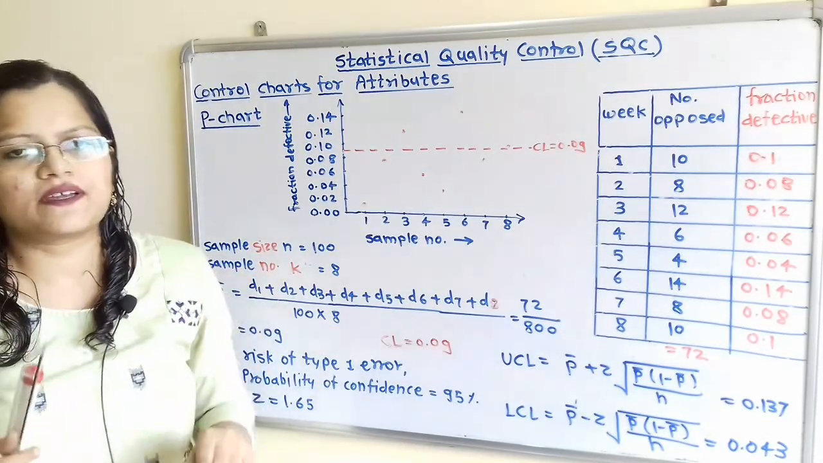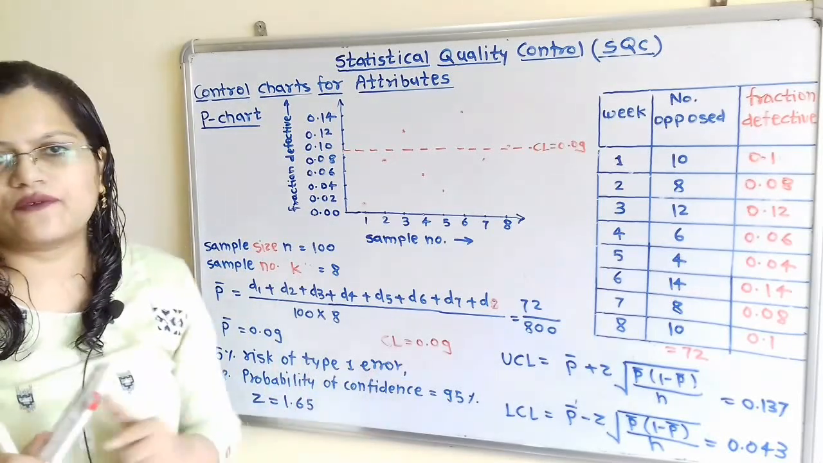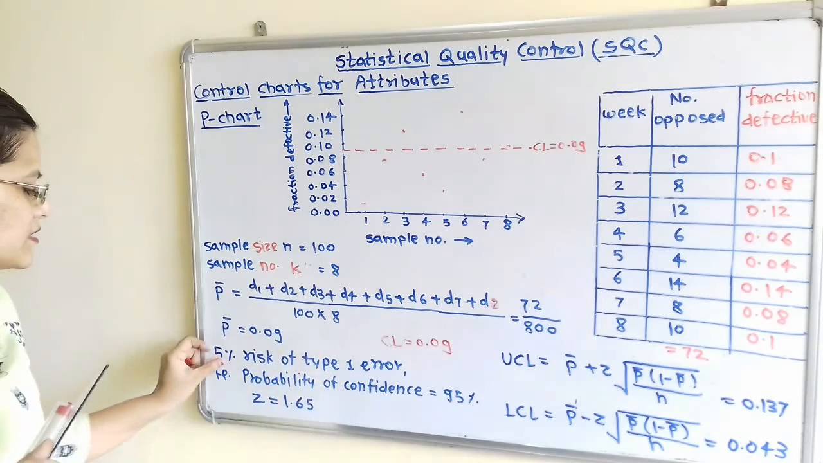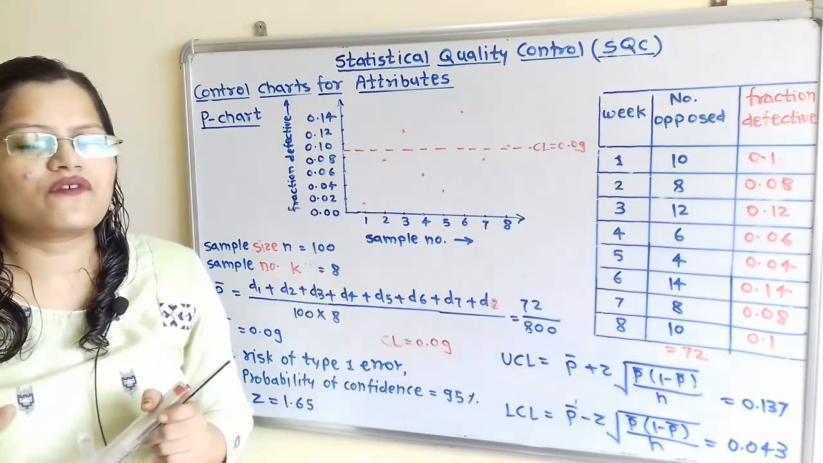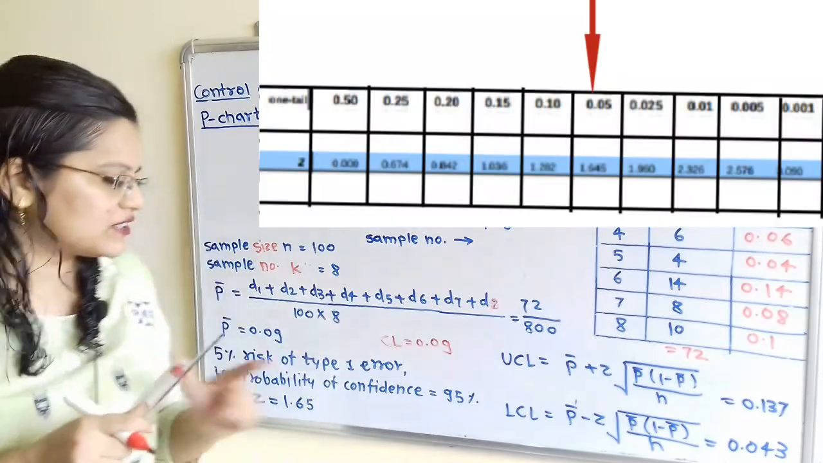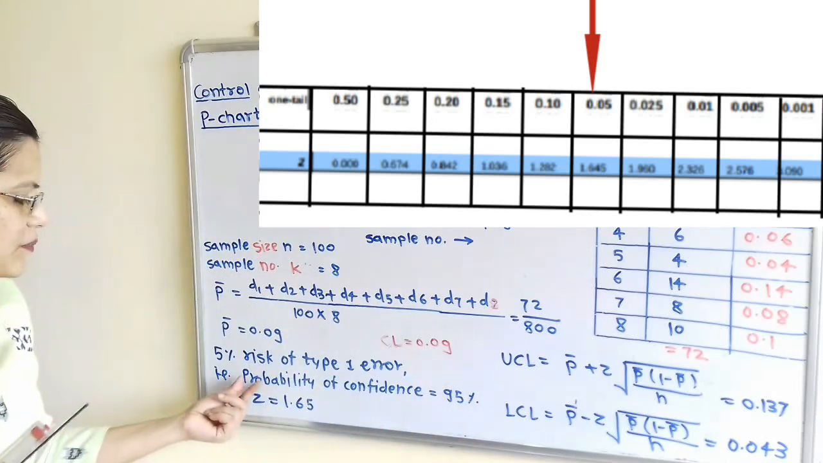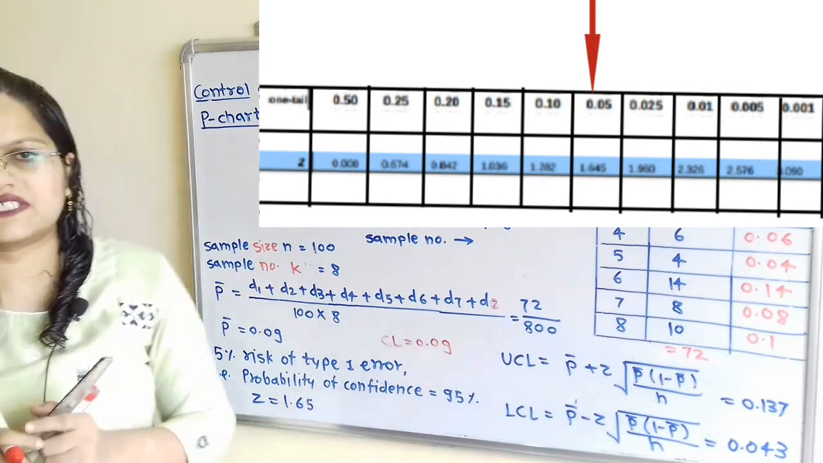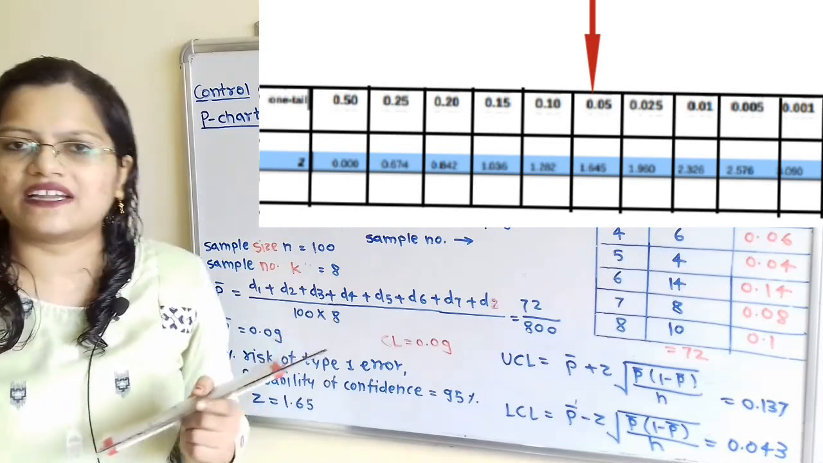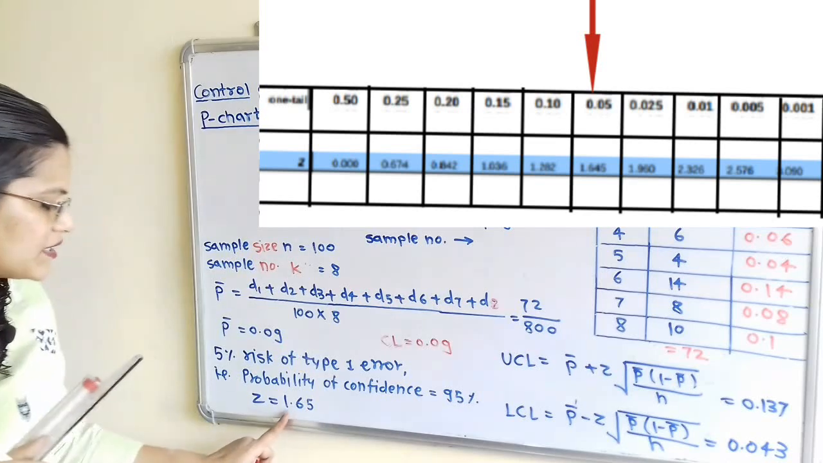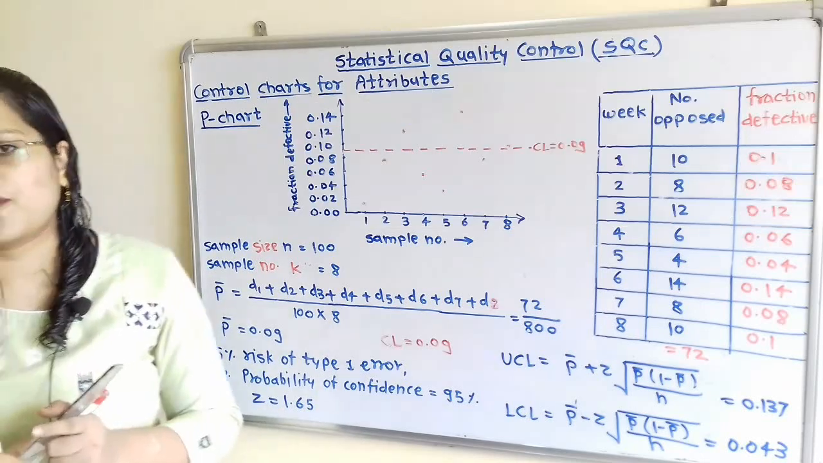Now we will calculate the upper control limit and lower control limit. Here a 5% risk of type 1 error is mentioned. That means the probability of confidence is 100 minus 5, which is equal to 95%. We will refer to a chart for the probability of confidence and the value of Z. When the probability of confidence is 0.95, the value of Z is 1.65. So we will consider Z equal to 1.65.